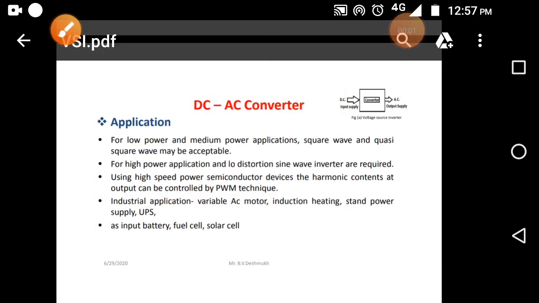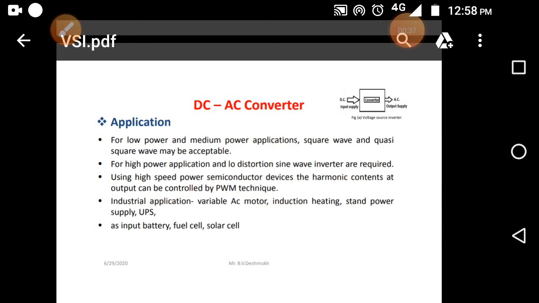For low power and medium power applications, we require square wave and quasi square wave type inverters, or we can say such types of inverter are acceptable. For high power applications and low distortion sine wave, we require sine wave inverters using high speed power semiconductor devices. The harmonic content at the output can be controlled by PWM techniques.